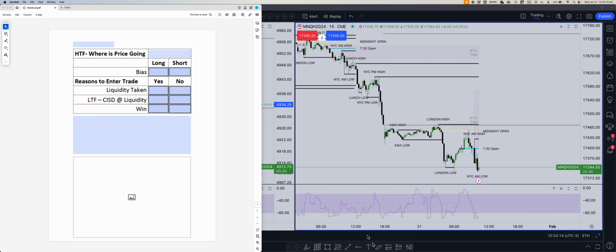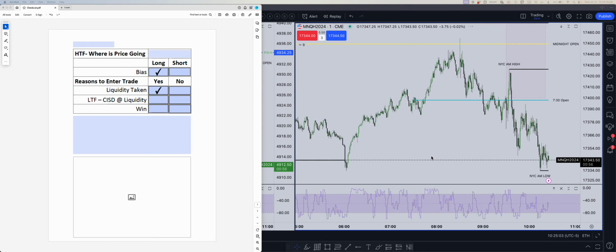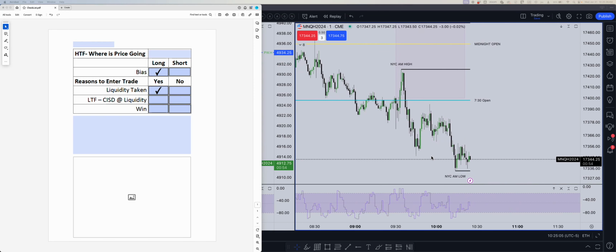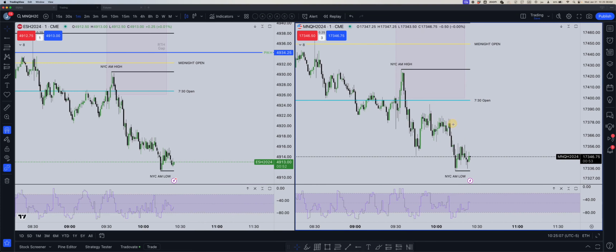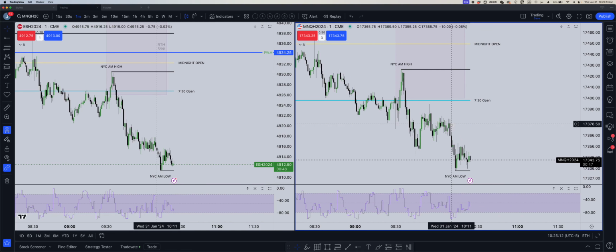If there was no news today, using this chart where price is going, I think price would be going to London high, right? And then my bias would be long. Liquidity taken, yes, liquidity was taken here. Lower time frame CSD, change in the state of delivery, not yet. So the lower time frame change in state of delivery would be right here. If price took this out over here, then I'd be looking for longs.